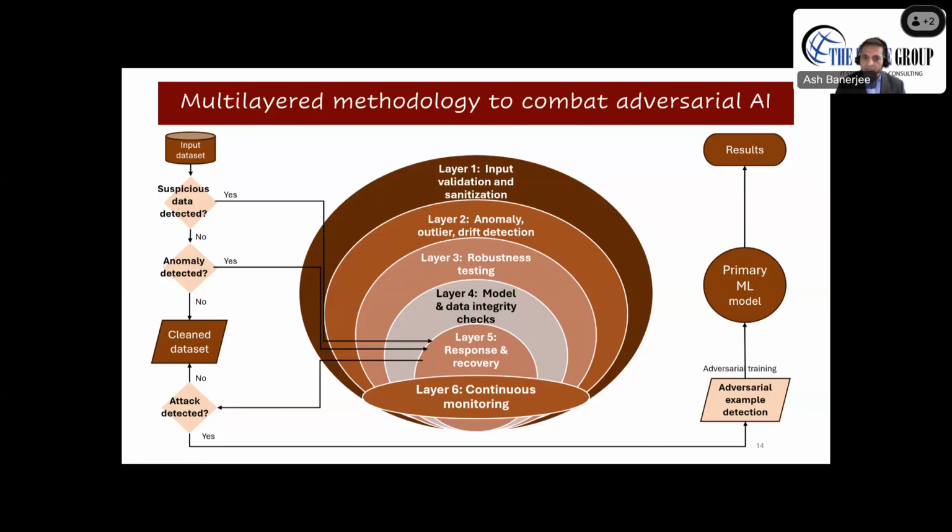Layer 6, I would like to point out, is one of the most important layers. Irrespective of all remediations that you do, continuous monitoring and evaluation has to occur, and that's going to be one of our focus areas as well. I'm going to pause here for a second so the audience gets a chance to grasp this before we move on to the next slide.